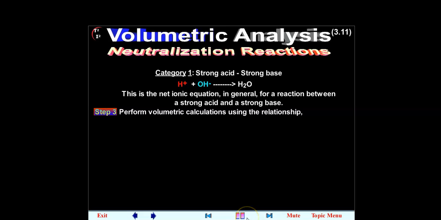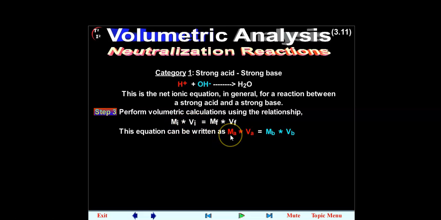Step 3. Perform volumetric calculations using the relationship Mi times Vi equals Mf times Vf. This equation can be written as Ma times Va equals Mb times Vb. So in other words, we are trying to replace the molarity of initial, volume of initial with molarity of an acid times volume of an acid. And then molarity of final times volume of final will become molarity of base times volume of the base.